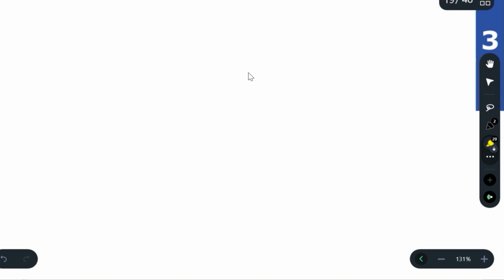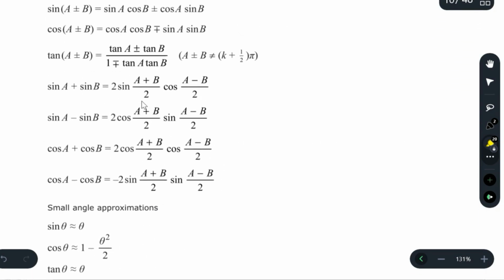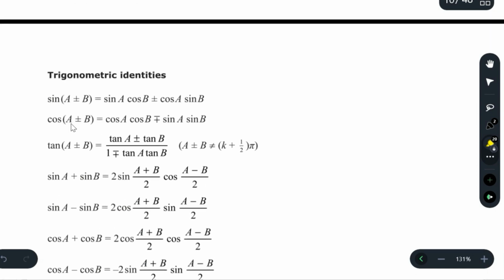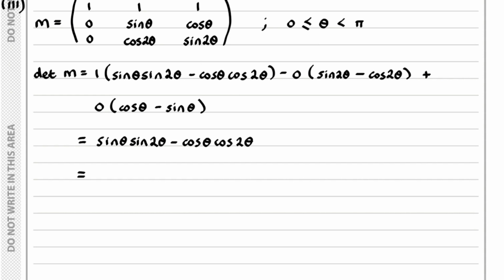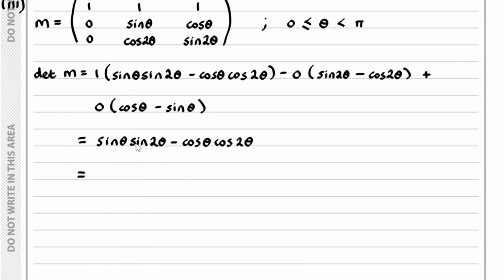Well, under the regular A-level maths section, you will remember that cos of A plus or minus B is equal to cos A cos B minus or plus sin A sin B. Now here we've got A plus, which means we would have to have the... rather, if we compare this with what we have here, we can take out a minus 1, leaving us with cos theta cos 2 theta minus sin theta sin 2 theta.